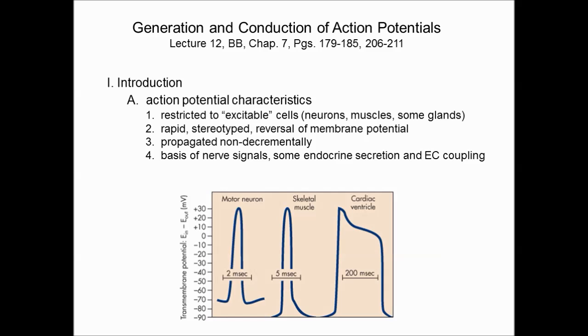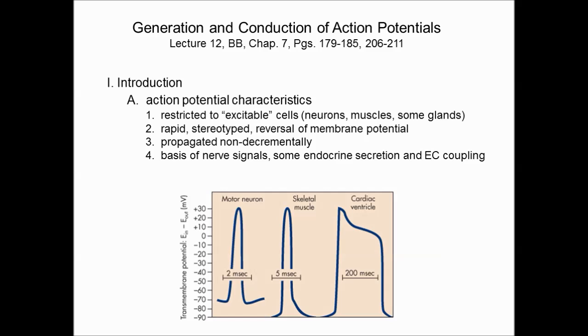non-decrementally. A decrement is a decrease in amplitude. Non-decrementally means that from one neuron, which could run from up in the brain all the way to the toe, the amplitude of a neuronal action potential is always going to be 100 millivolts. So you have the same amplitude all the way down the length of the neuron, which is not like electricity. When you go through a wire, you go through resistance and you lose amplitude. This is a very unique signal that does not decrement.